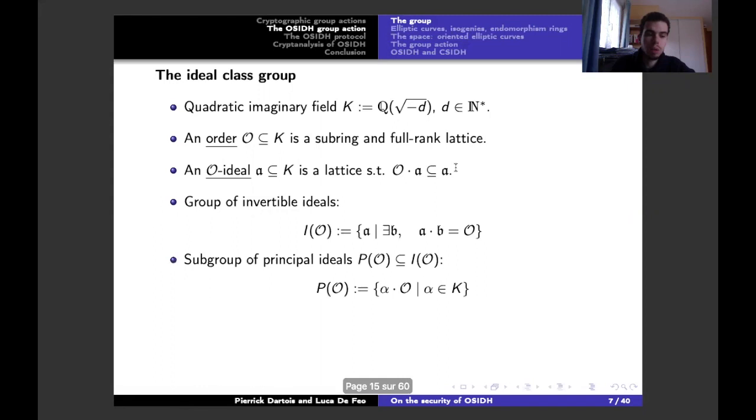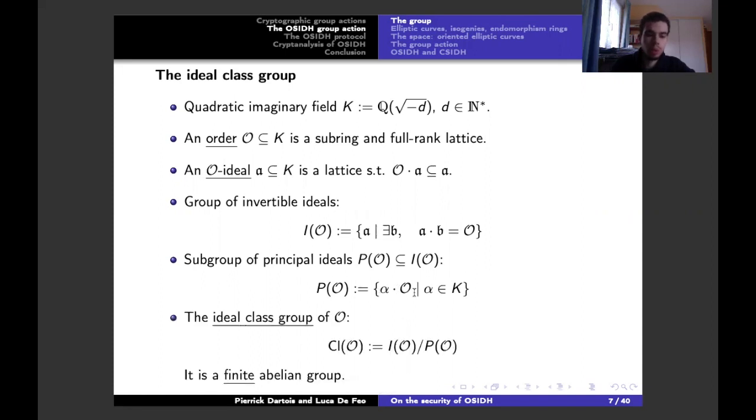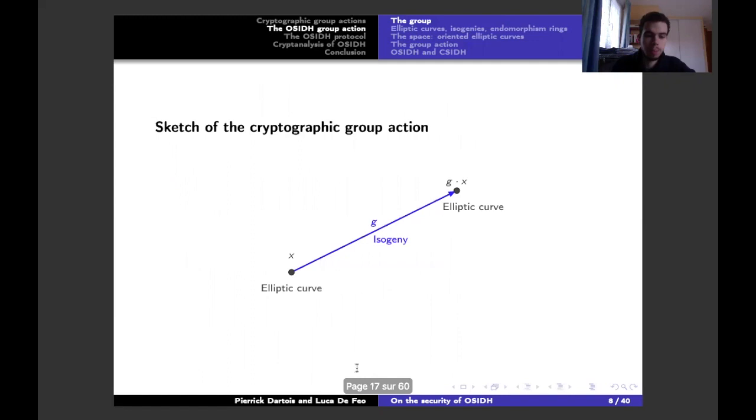The set of invertible ideals for this law forms a group, and we have a subgroup formed by principal ideals, which are basically ideals generated by a scalar. The quotient of those groups is the ideal class group. It is finite, so it is suitable for cryptography. Now that we know our group, what will be the space of the action?